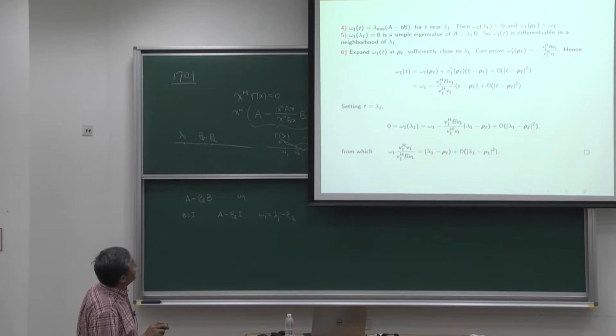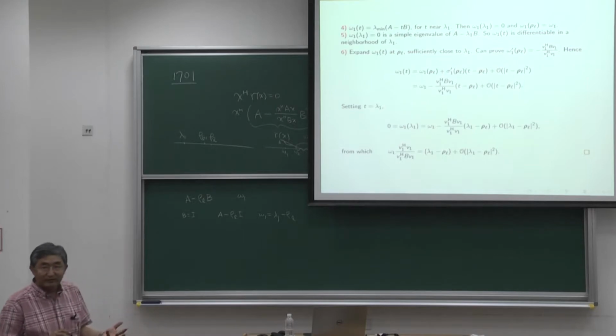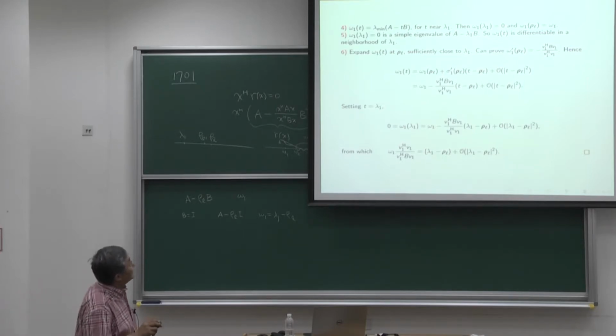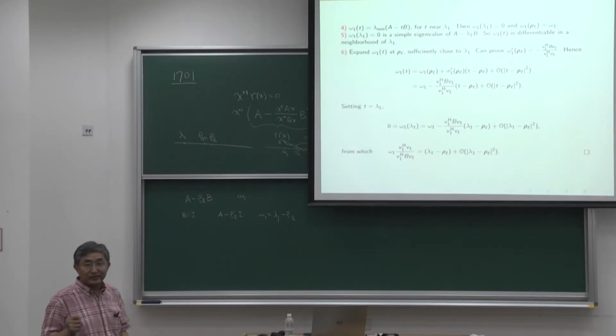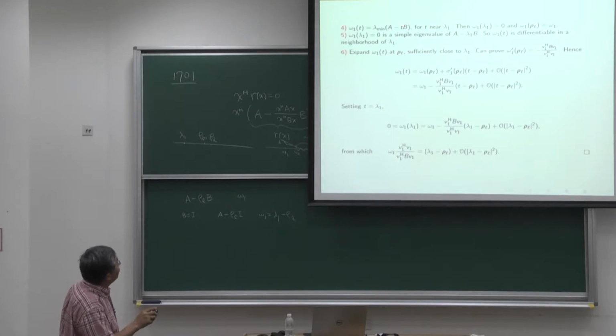Omega 1 at lambda 1 equals 0, because A minus lambda 1 B is singular and semi-positive definite, so the smallest eigenvalue is 0. Omega 1 at rho L is the omega 1 we talked about in the previous slides. So we have omega 1(lambda 1) equals 0. It's a simple eigenvalue of that matrix because lambda 1 is less than lambda 2 by the assumption. So the smallest eigenvalue 0 has to be simple. It's not a multiple eigenvalue.